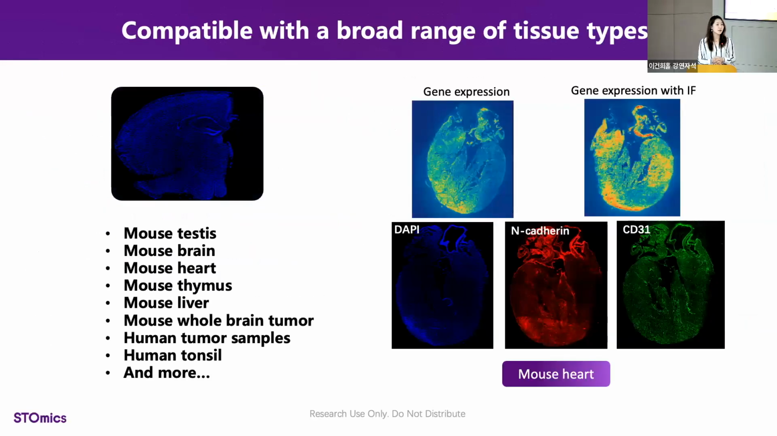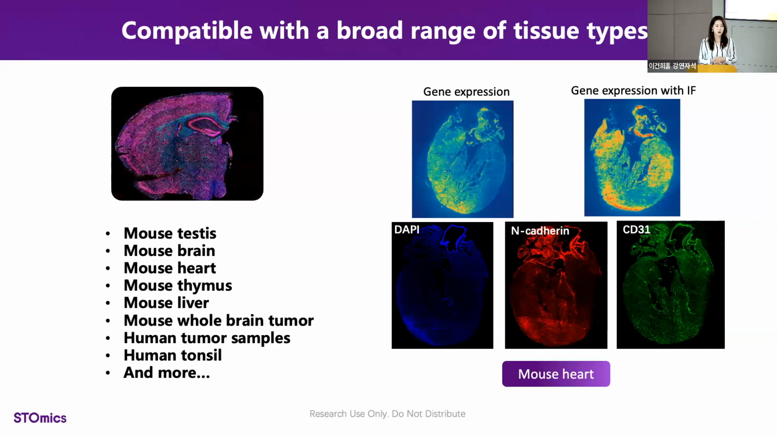We've demonstrated the Stereo-seq MIF solution on multiple samples. Here showing a mouse heart staining with some important biomarkers and overlaying it with the spatial gene expression profile.